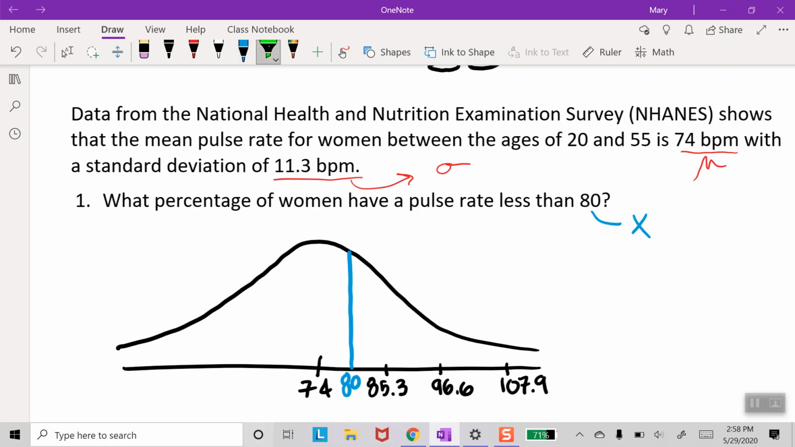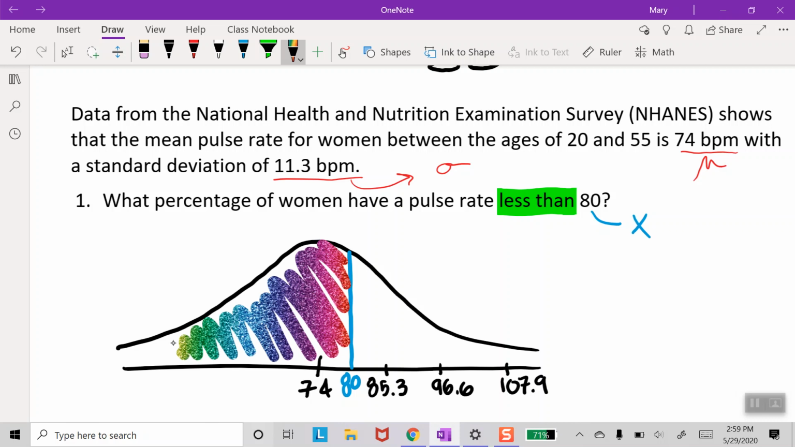Now, the last thing I'll inspect in this problem is to find a percentage, I need to know which part of the model I'm going to shade. If I look at the language here, it says less than. So less than to me means to the left. So I'm going to shade to the left of 80. So that little rainbow region I created there with a neat little marker is the actual answer to my problem, but it's not a number. It's just a nice visual.